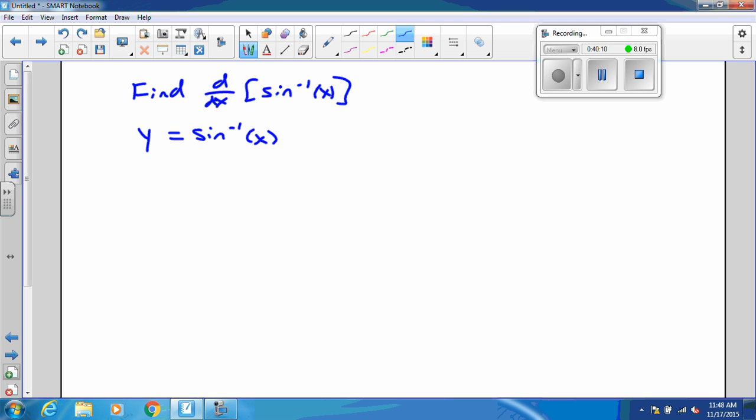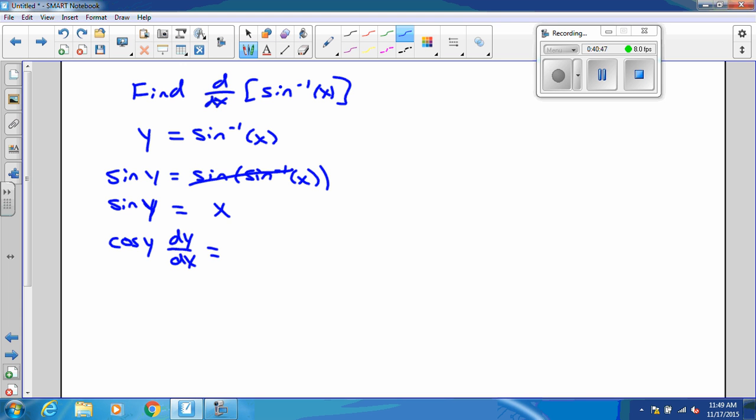The key moves up. We begin with y equals inverse sine of x. We don't know the derivative for inverse sine, so we clobber the inverse sine. What function clobbers inverse sine? Sine. So I take the sine of both sides. That's our first key move. Now that I've done this, these cancel and give me x back.